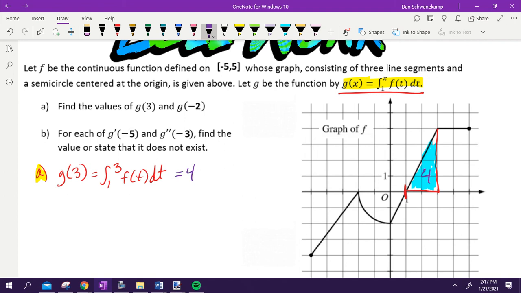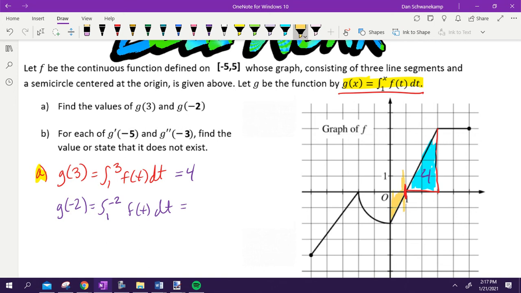If I do the second one, it's g of negative 2. So g of negative 2, I'm integrating. I'm starting at 1, and I'm going to negative 2. Okay, 1 to negative 2 of f of t dt. What do we notice about this one? Bounds are backwards. So I'm going to do it a different way. I've taught it differently earlier today, but I think it kind of screwed us up. So let's do it this way.